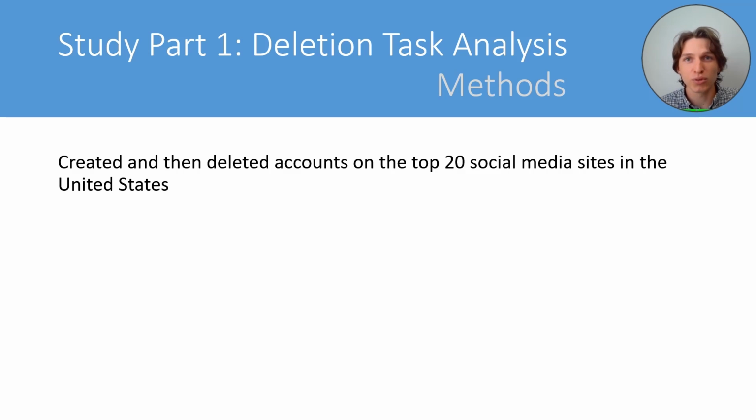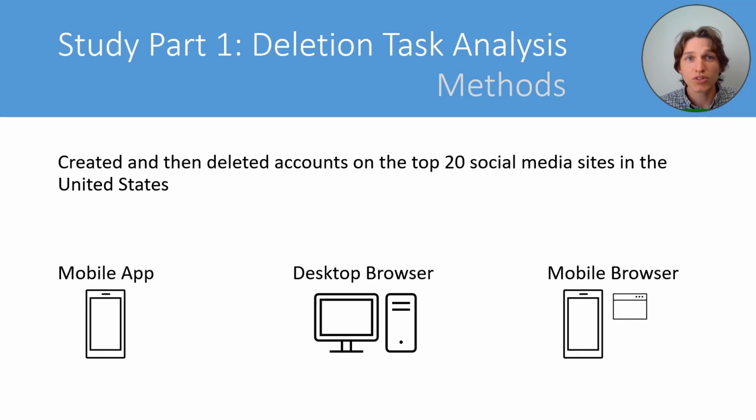We created and then deleted accounts on the 20 most popular social media sites in the US, monitoring for difficulty, friction, and problematic interfaces. We did this on mobile apps, desktop browsers, and mobile browsers. We took screenshots of every step, resulting in almost 500 screenshots, which became the focus of analysis.